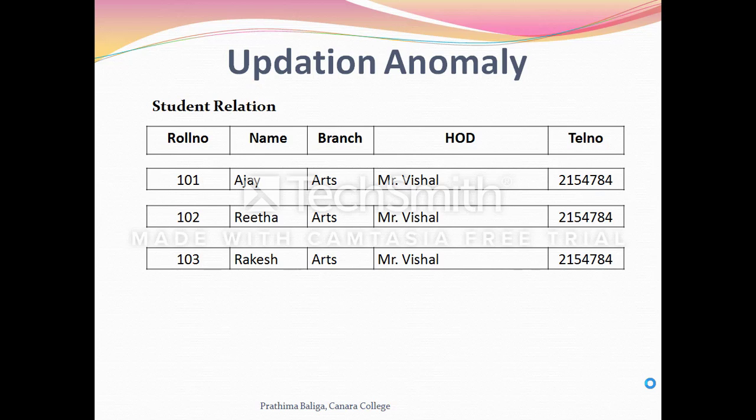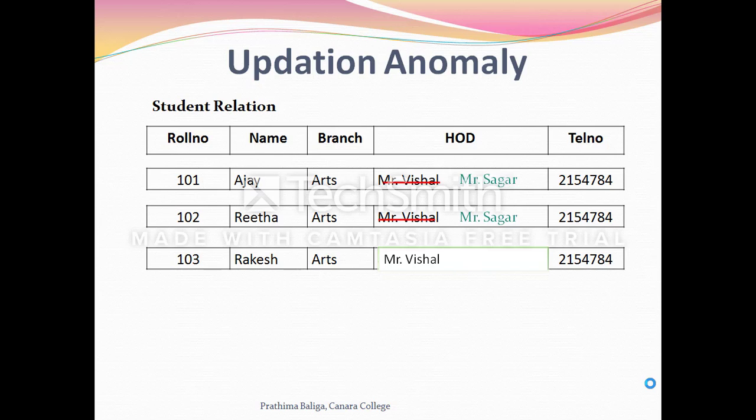Next is the update anomaly. Let's say HOD Mr. Vishal leaves for some reason and the department gets a new HOD Mr. Sagar. Then the system admin has to update all the records with the new HOD's name. This is modification anomaly. During modification, even if a single row is missed out, then it leads to inconsistent data in the database. This is update anomaly.